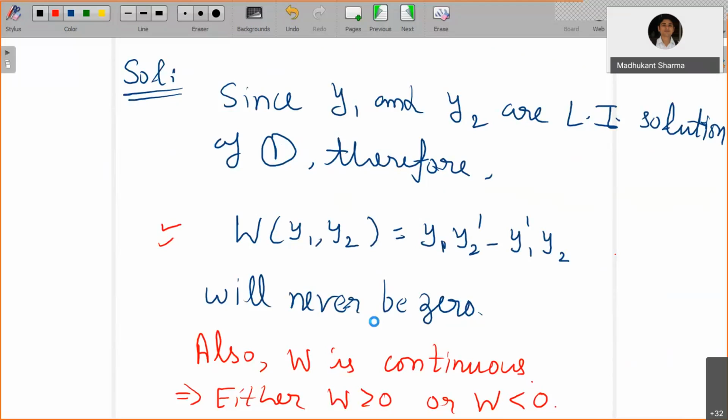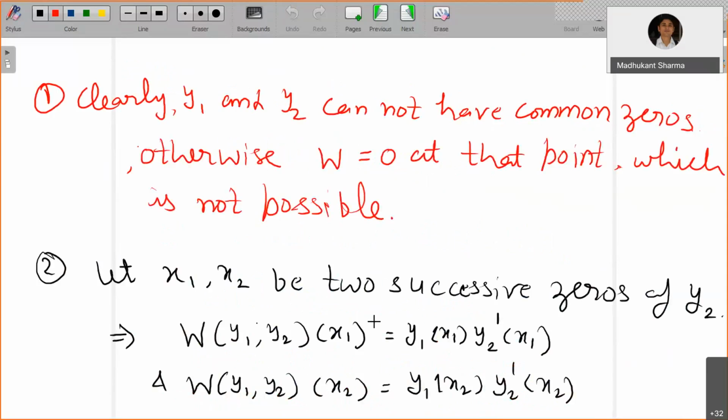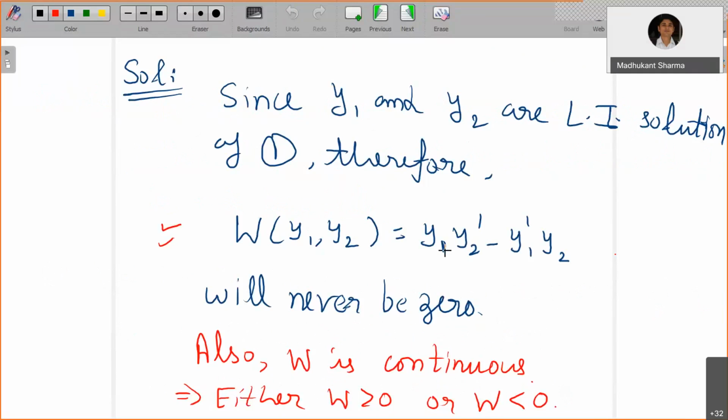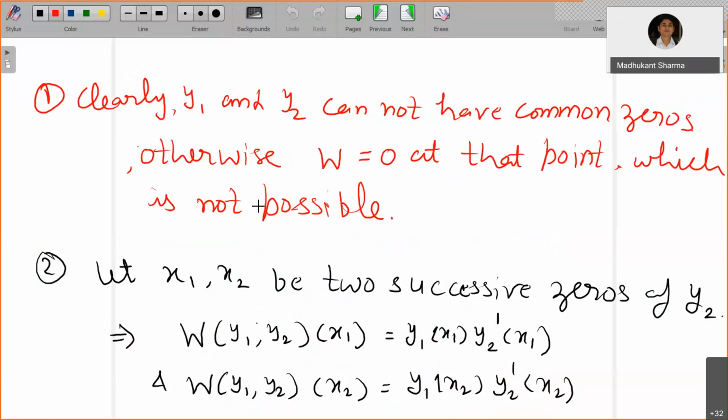Let us take two successive zeros of y2. I already mentioned y1 and y2 cannot have common zeros. If y1 and y2 had a common zero, say x1, then y1 at x1 is 0 and y2 at x1 is 0, so W at x1 is also 0. That is not possible, because otherwise the condition will not hold when they are linearly independent solutions. So this cannot be possible.